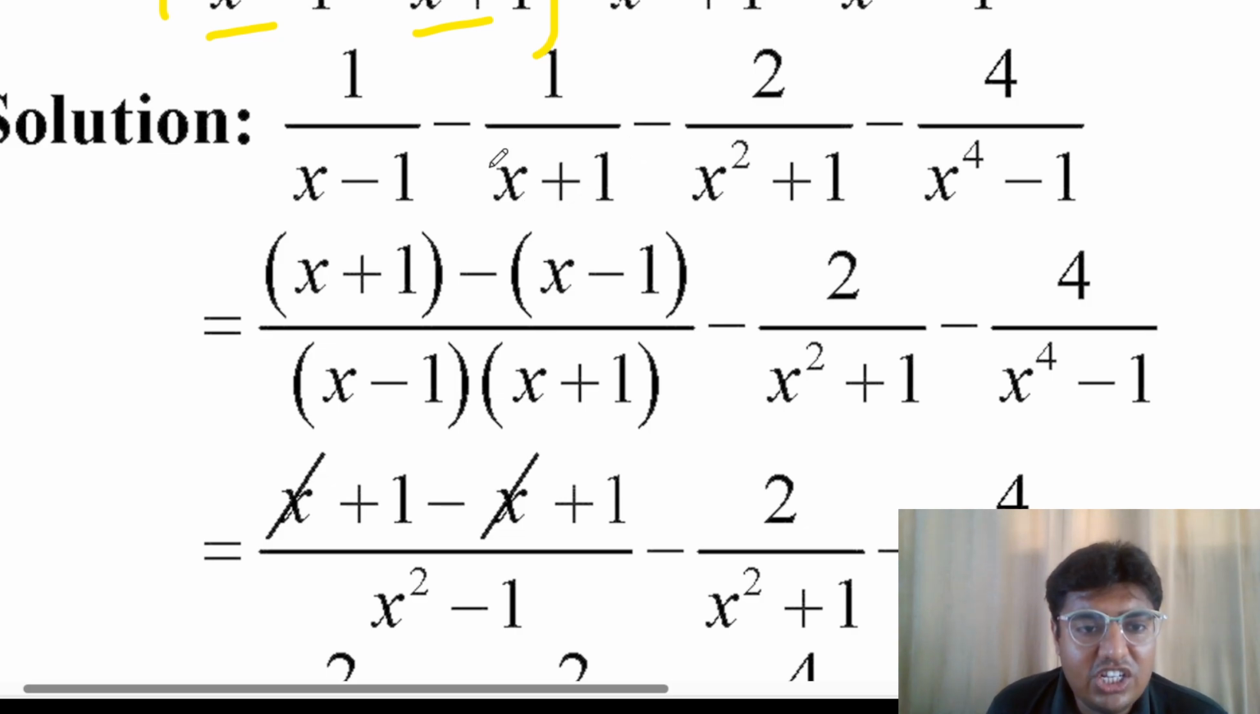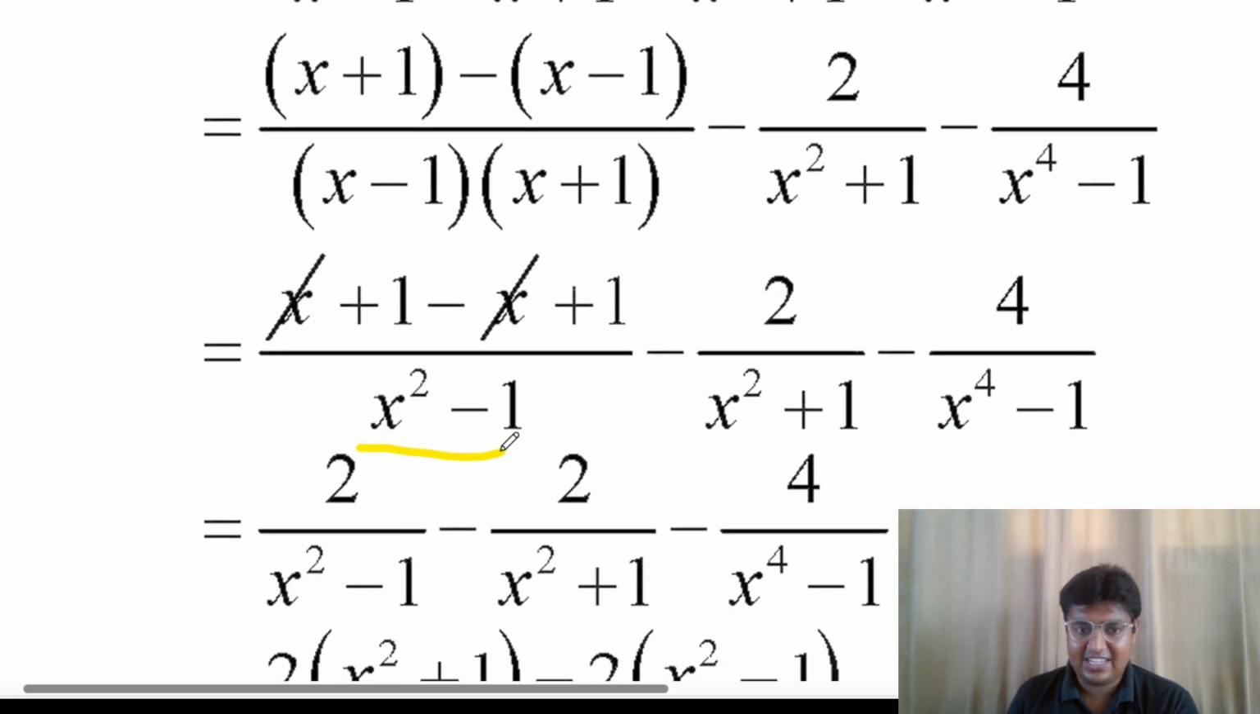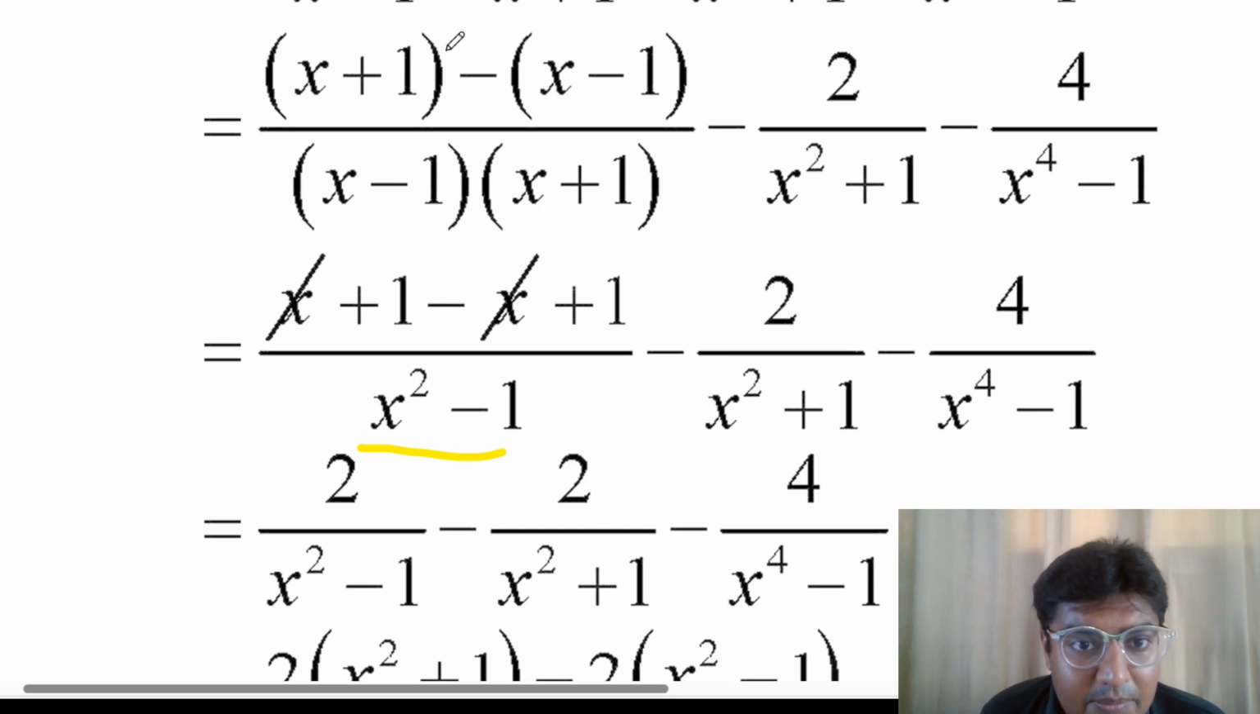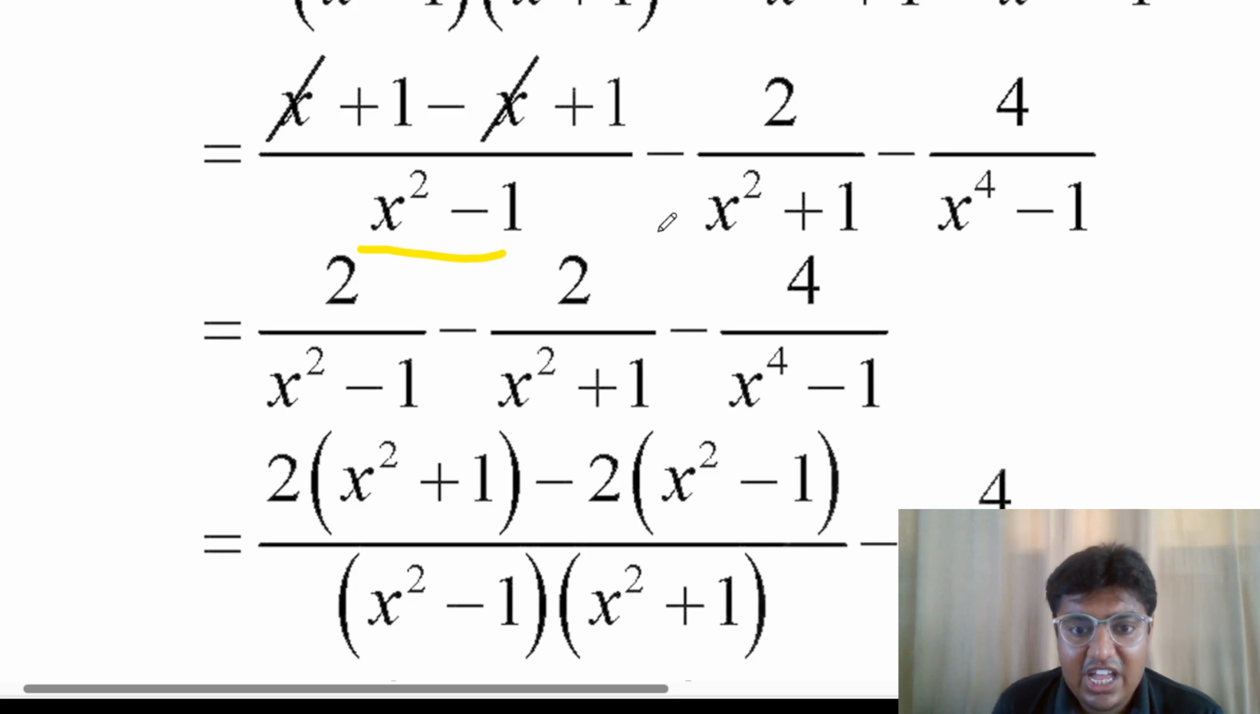If I just solve these two brackets, it will become x minus 1, x plus 1. I know this is the formula a square minus b square. So I have written in the next step x square minus 1. You can see, be careful about the sign. Negative x, positive 1. If there's cancellation, do the cancellation. Now I will solve these two brackets.